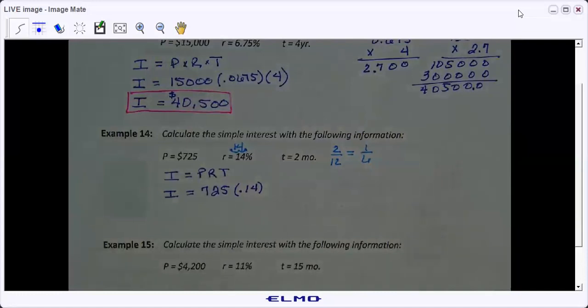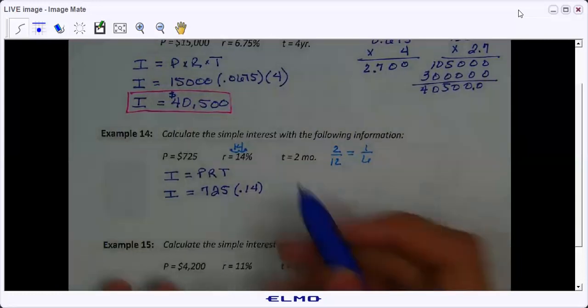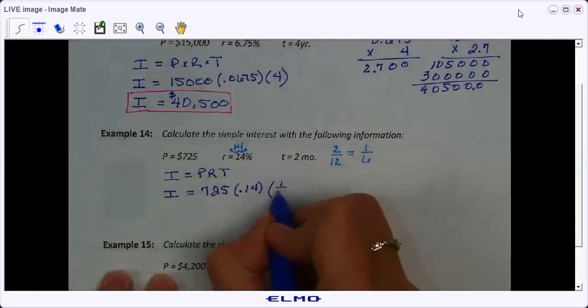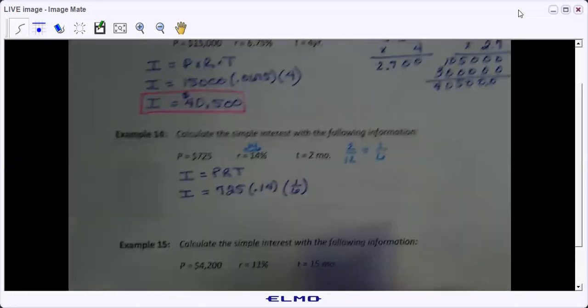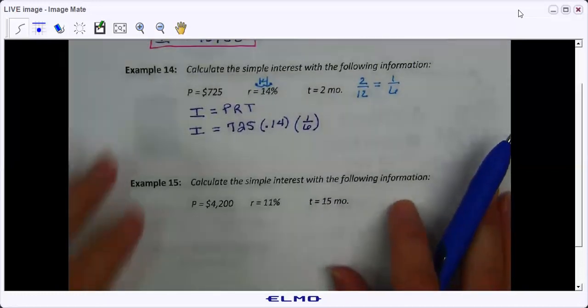I would not divide 1 by 6 because you get a repeating decimal. So you need to leave this as a fraction, and you're gonna have to multiply with a fraction. So here, we're gonna multiply 1/6. So when you solve this one, what I would do is multiply 725 by 0.14 and then divide it by 6, because that's essentially what you're doing when you multiply by a fraction. Okay. Now let's set up example 15.